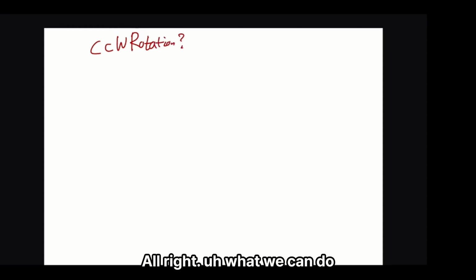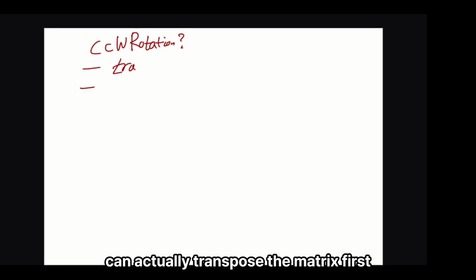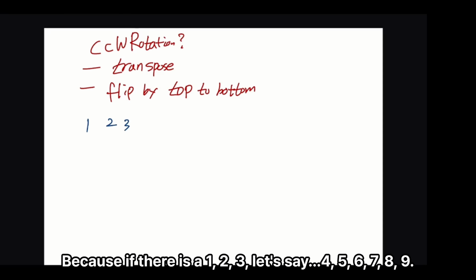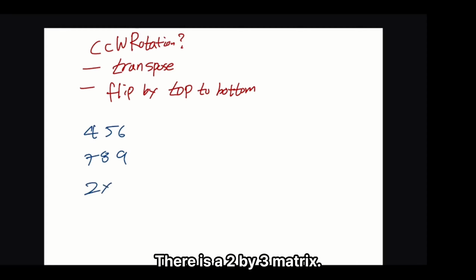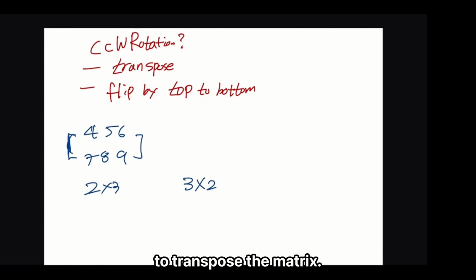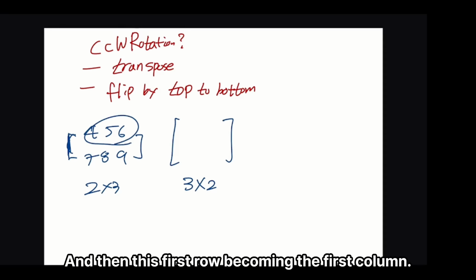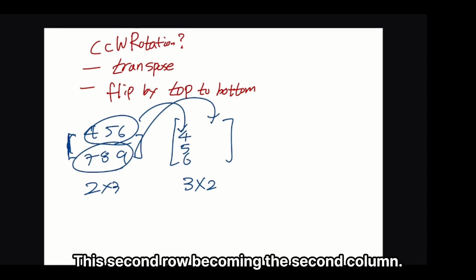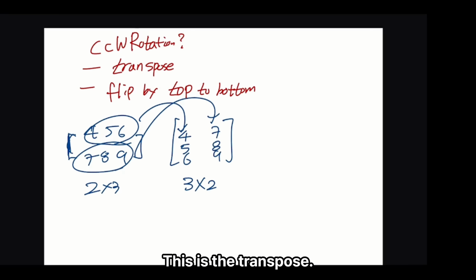Then we need to know how to do the counterclockwise rotation, right? What we can do is transpose the matrix first, and then flip it from top to bottom. Let's say there's 1, 2, 3, 5, 6, 7, 8, 9, a 2 by 3 matrix. Oops. Then we want to create the 3 by 2 matrix to transpose, and then this first row becomes the first column, this second row becomes the second column, right?